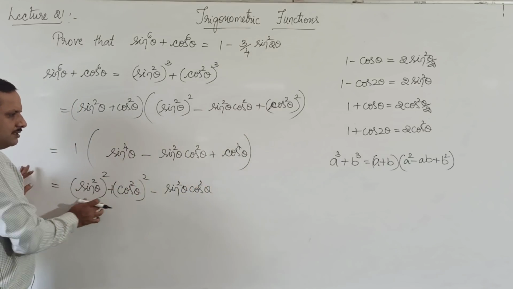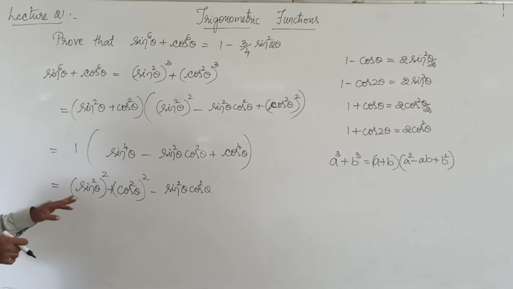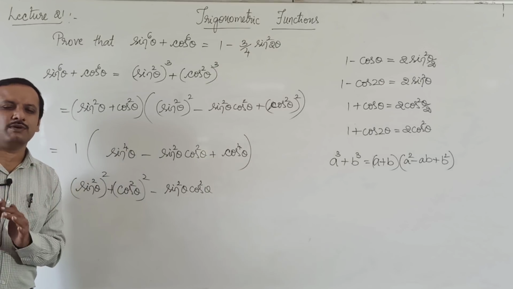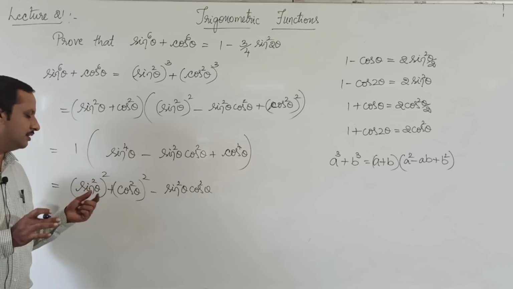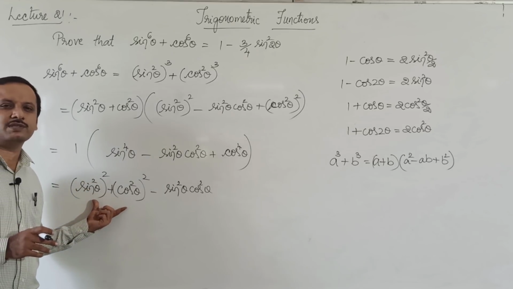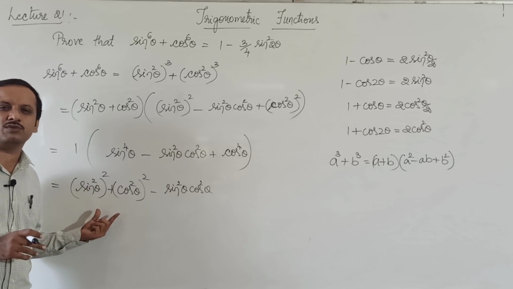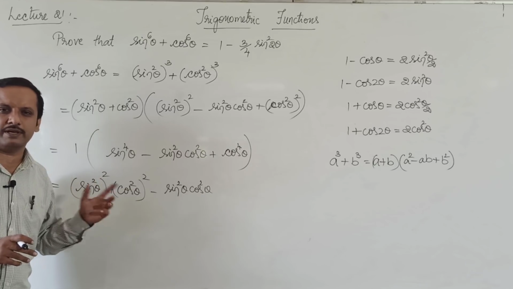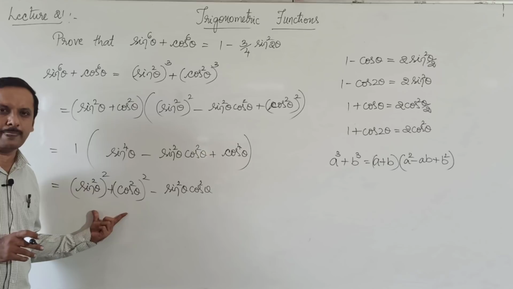I have written this first and after that I have written this first. This sum, will it be equal to 1? No. Sin square theta plus cos square theta is equal to 1. Here don't think that it will be equal to 1 square. It is not sin square theta plus cos square theta whole square. It's sin square theta whole square plus cos square theta whole square. You cannot write this sum as 1.